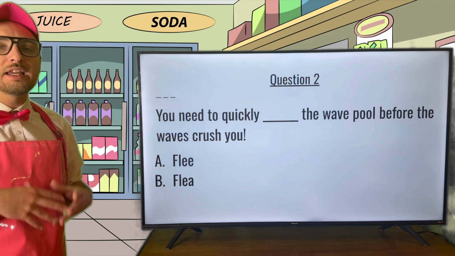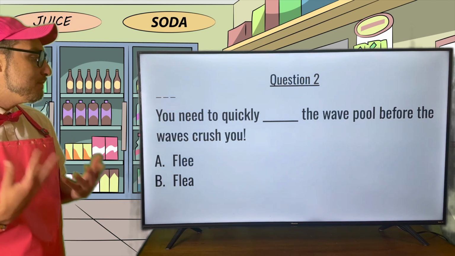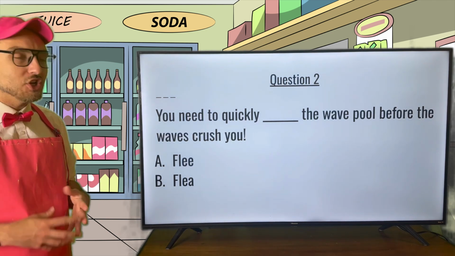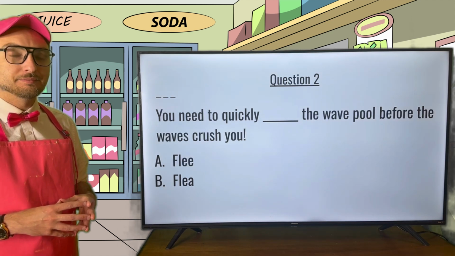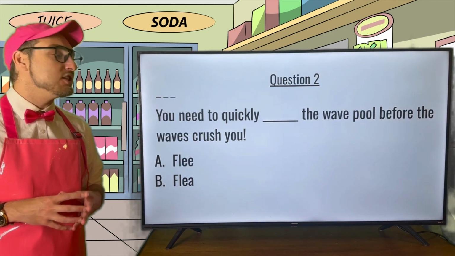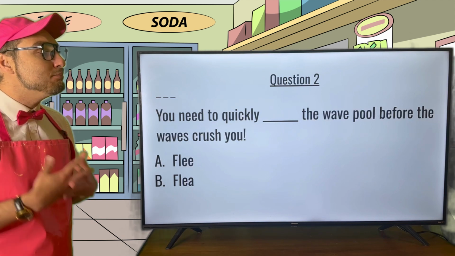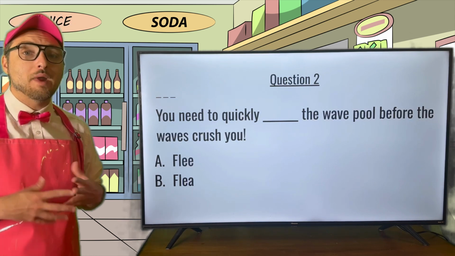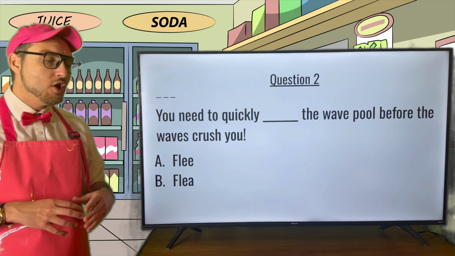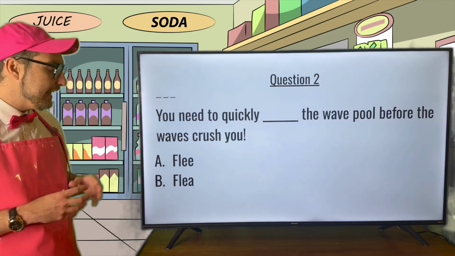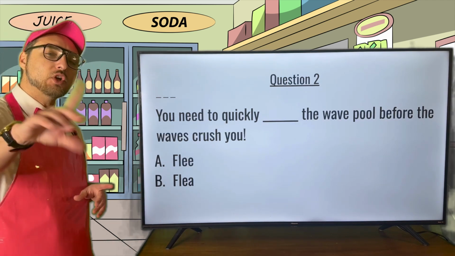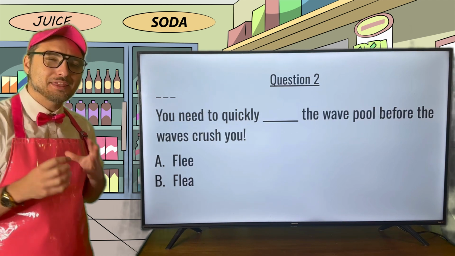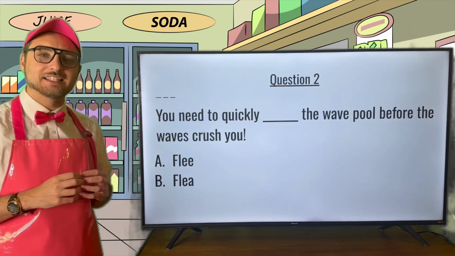We need to quickly blank the wave pool before the waves crush you. Again, the sentence reads, you need to quickly blank the wave pool before the waves crush you. Are we filling this in with flee or flea? Go ahead, take a second, think about it, and then put your answers into the comment section.